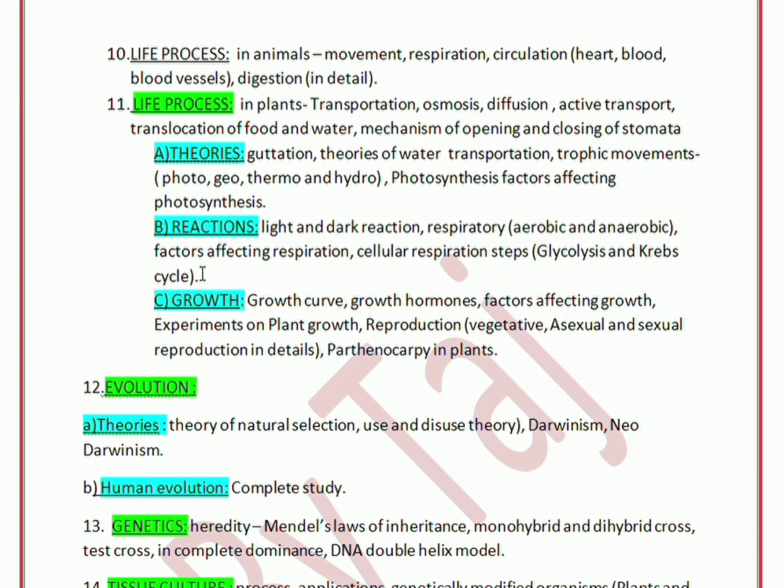Along with the reactions, what you have to learn in this concept is light reaction and dark reaction. Respiration, in that types of respiration, aerobic and anaerobic respiration, detailed study you have to learn, factors affecting respiration, cellular respiration steps in glycolysis and Krebs cycle you have to learn. Along with that, growth curve, growth hormones in plants, factors affecting growth, as well as the experiment on plant growth, reproduction. In that reproduction, vegetative, sexual and asexual types of reproduction. Along with that, what you have to learn is parthenocarpy in plants.